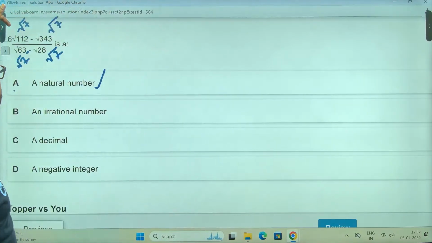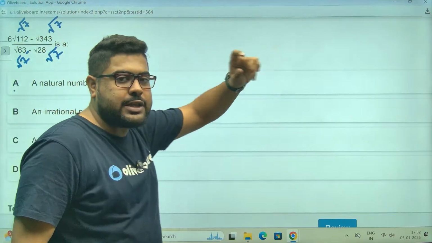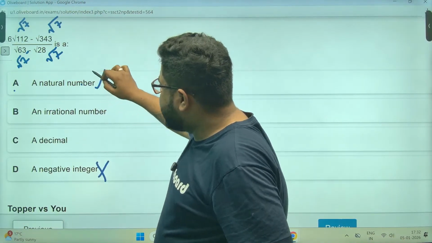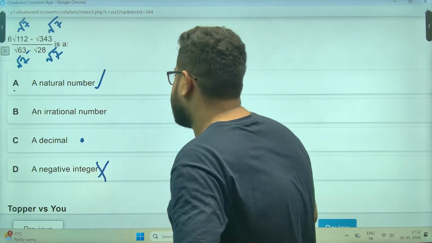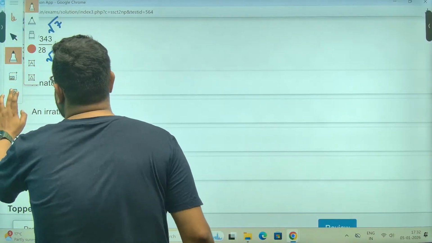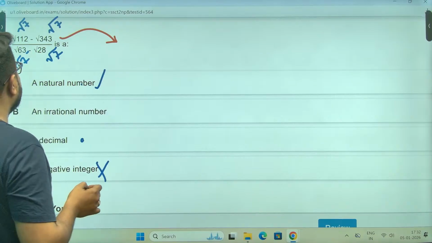And definitely I can see this first number is greater than the second number. So there is no chance of getting a negative as well. Decimal is also there, no? Okay, so I have to check then. Decimal is there, so I have to check. Wait, decimal can also be possible, I have not checked.